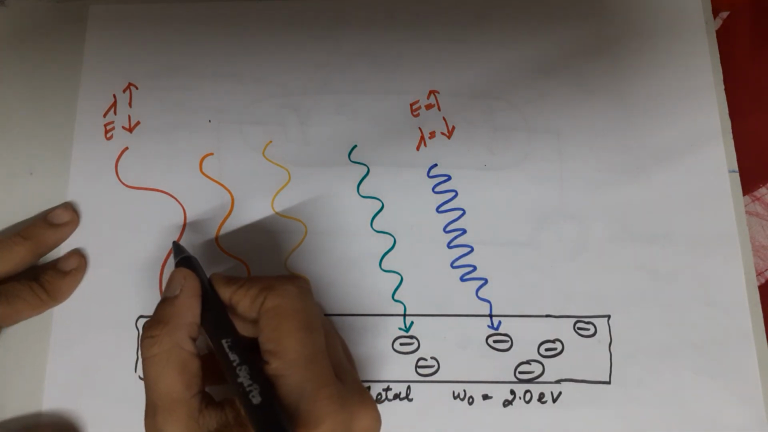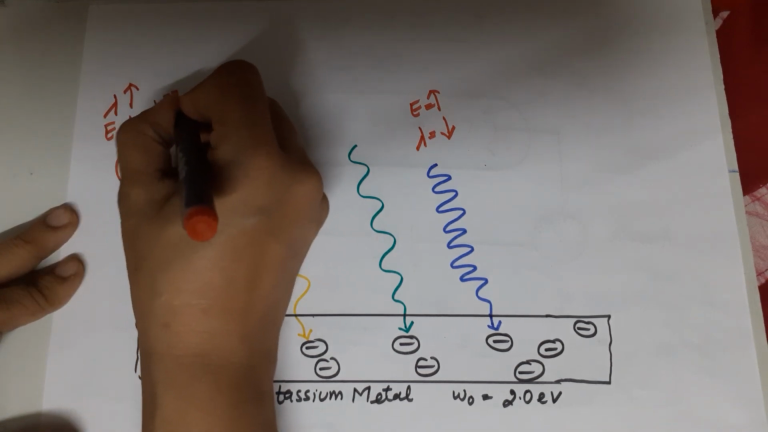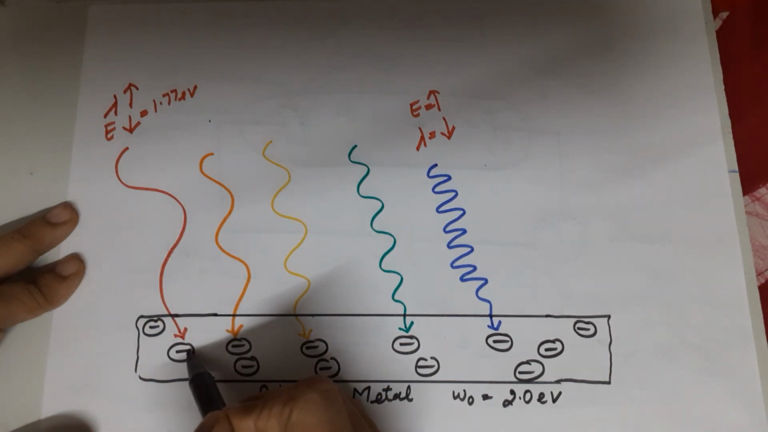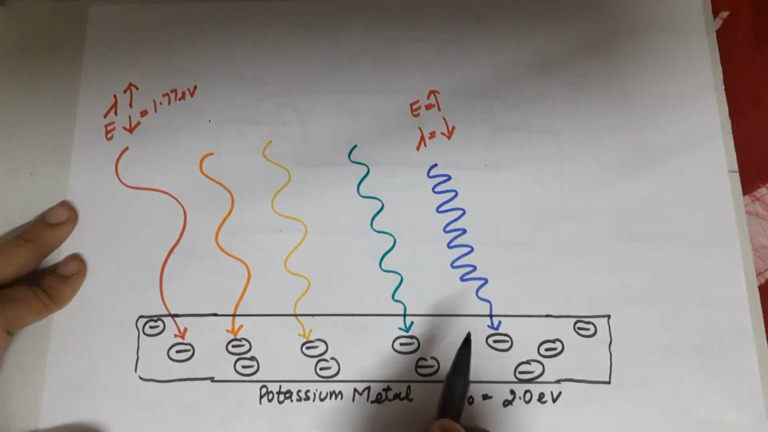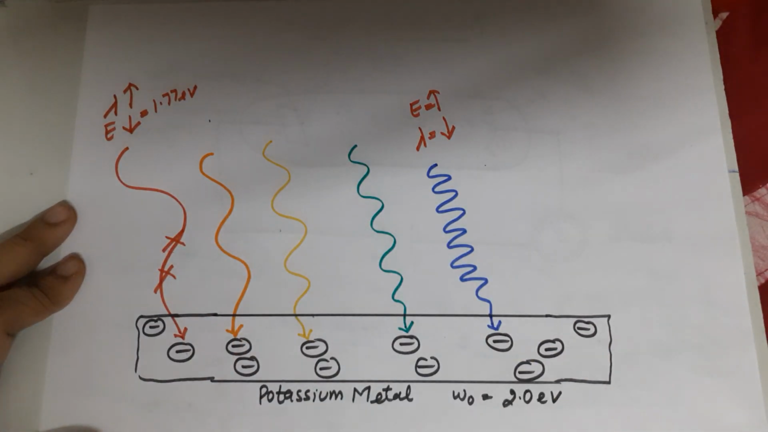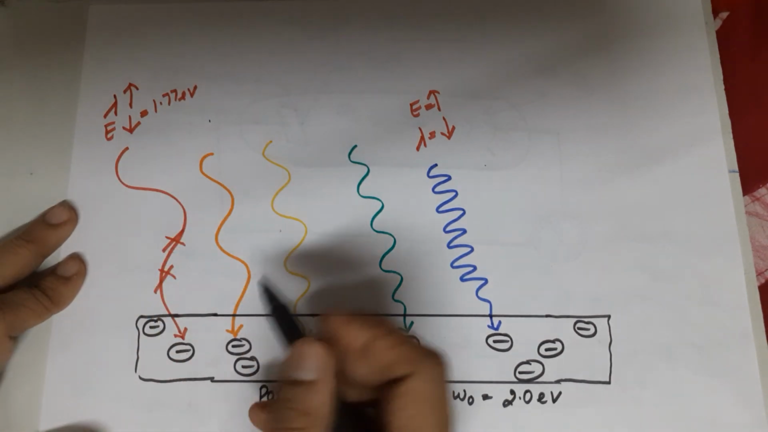Fine. Now let us talk about red. The energy of the red light photon is equal to 1.77 eV. When this light hits the metal here, it is found there is no photoelectric effect, which means this light is unable to cause any photoelectric effect. No electrons are emitted. Now, increasing the energy of light, we move to orange.